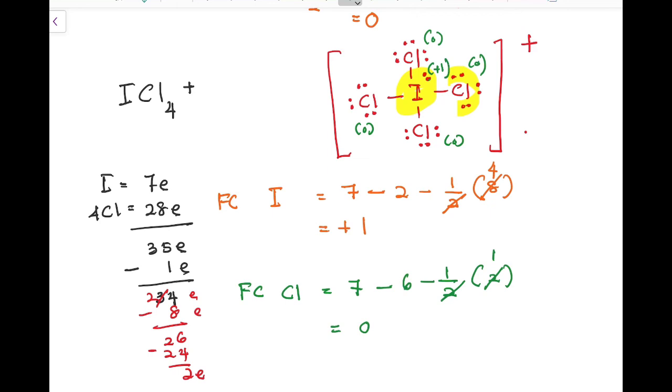So why does this ion have a positive 1? Because it is contributed by the iodine in the middle with positive 1 formal charge. I hope this example will help you to understand the concept of formal charge, and this concept will be applied in our next subtopic, which is hybridization.